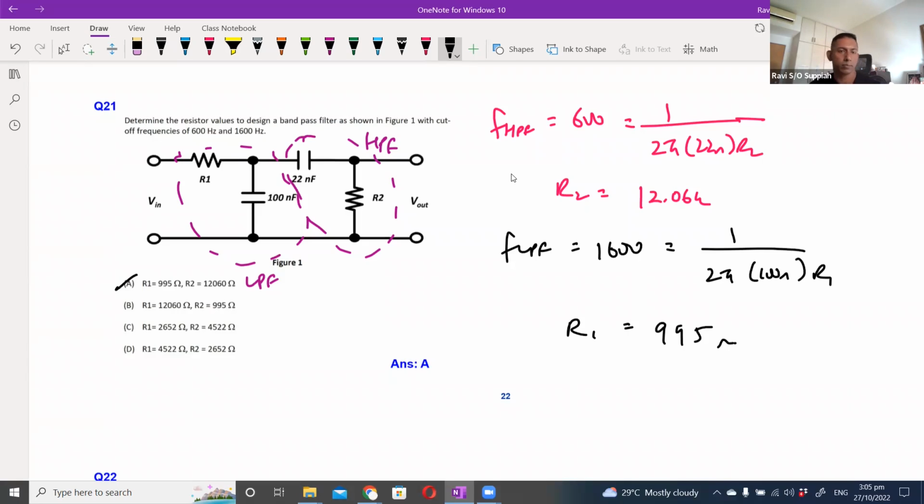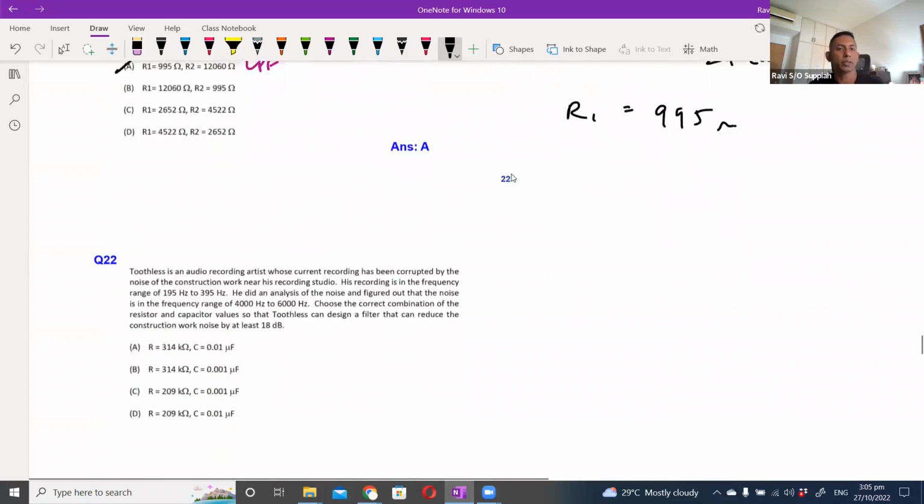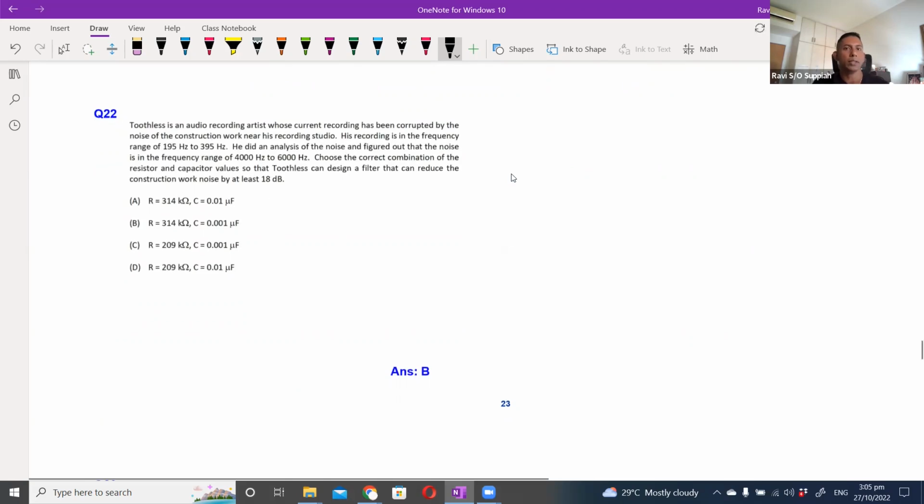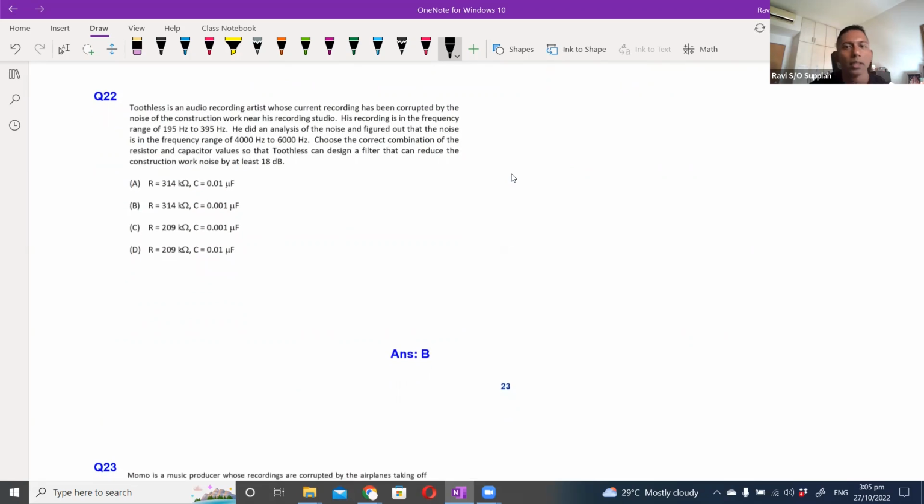So it's the same as above, same as the earlier question, only with different numbers. Question 22: we are going to design a filter. What we need to know is the frequency range we want, the frequency range we want to remove, where the starting point is, and how much we want to remove. These are all the important things that we need to know.